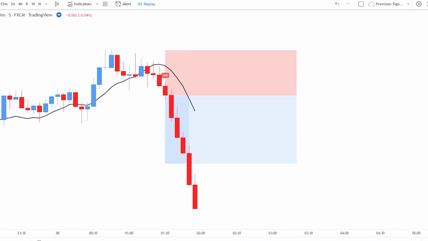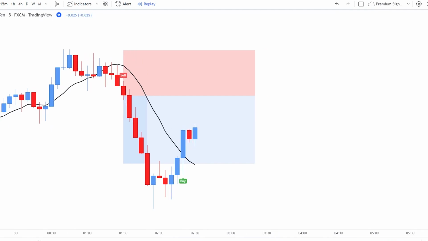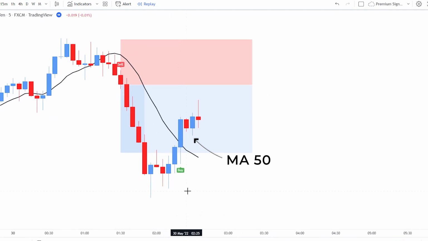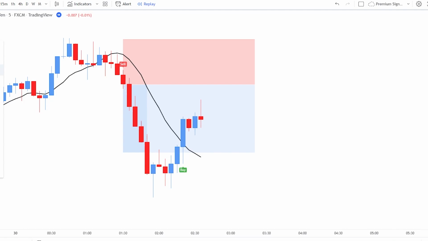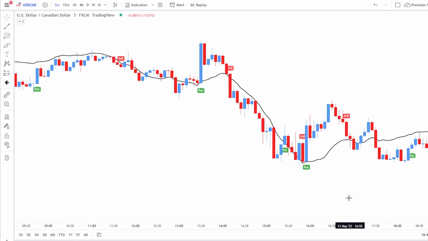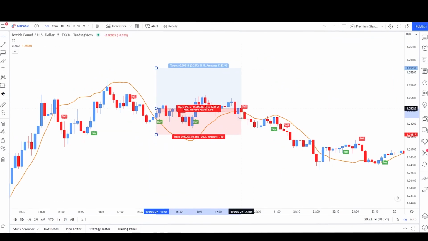And for an exit point, you will have to watch out for the price crossing above the moving average for a potential closure of your trade, because as I said, it might indicate that the bulls are coming in, and that's what you should look out for. So let's start to do some backtesting and see what we can come up with.